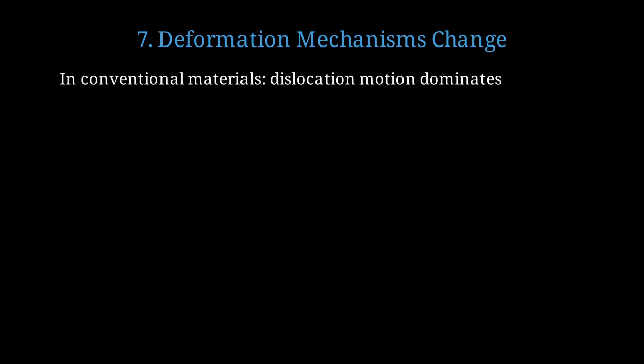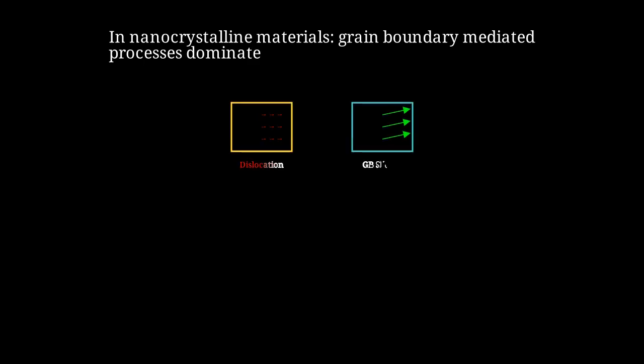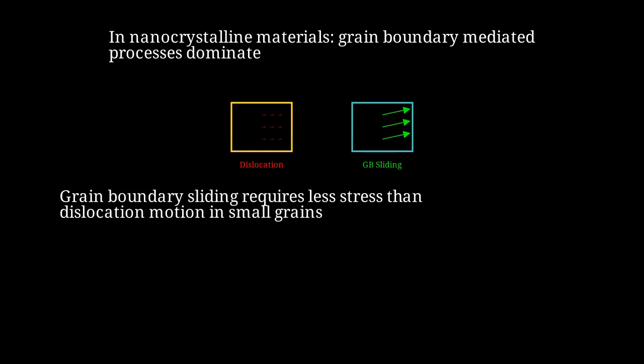At the nanoscale, the way materials deform fundamentally changes. In conventional materials with larger grains, plastic deformation occurs primarily through dislocation motion within the grains. But in nanocrystalline materials, deformation shifts to grain boundary-mediated processes like grain boundary sliding and rotation. On the left, we see dislocation motion in larger grains. On the right, grain boundary sliding dominates in nanograins. Crucially, grain boundary sliding requires less applied stress than generating and moving dislocations when the grains are very small.